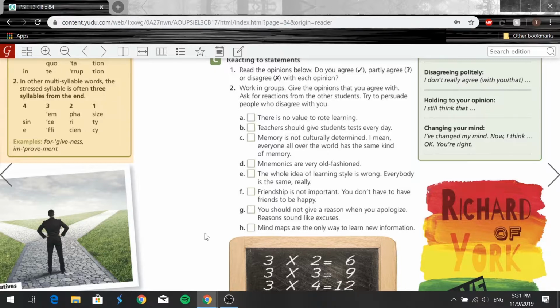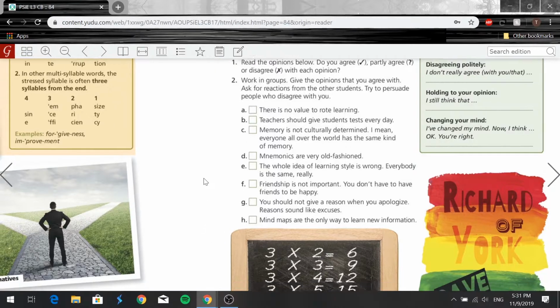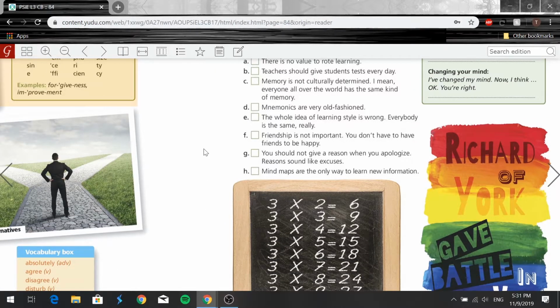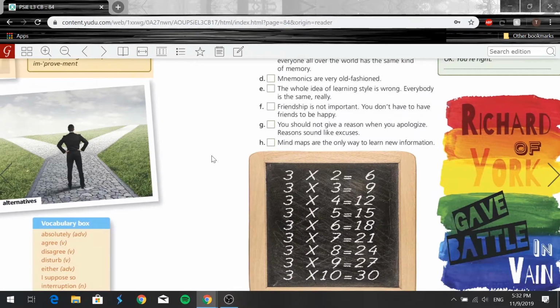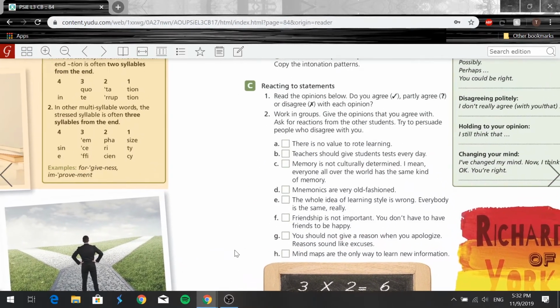Mind maps are the only way to learn new information. Nope, again, disagree. Mind maps are a good way to learn new information, but they're not the only way. We have a ton of ways to learn new information, especially in this day and age, where the internet is widely available and allows us to learn new information on the spot. Okay? So that was exercise C, reacting to statements. Now let's move on to the next page.